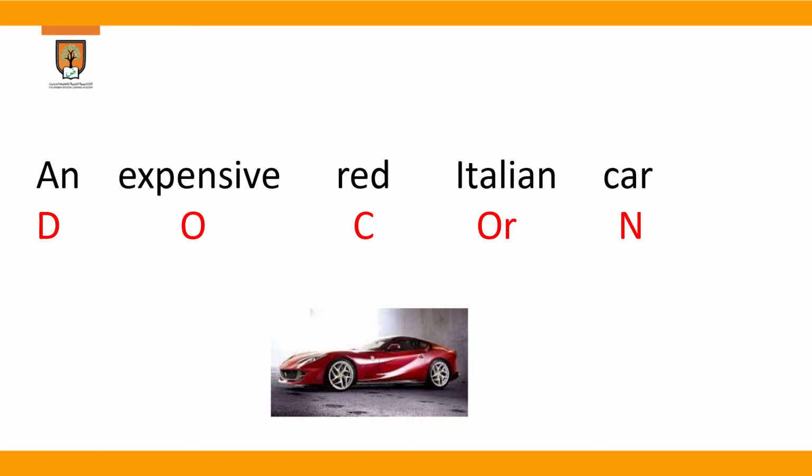Another example. An expensive red Italian car. Can you explain why I followed this order, Manal? An is a determiner. Expensive is an opinion. Red is a color. Italian is an origin. And car is a noun. Good job. There we go.